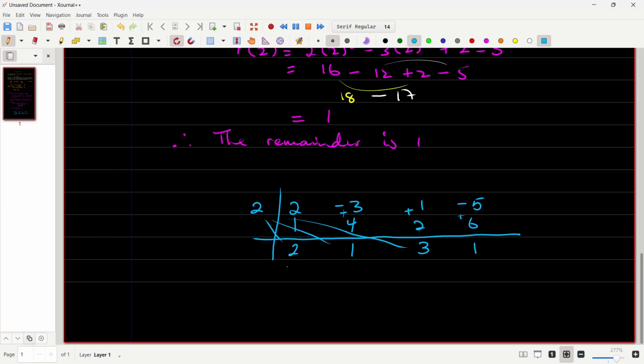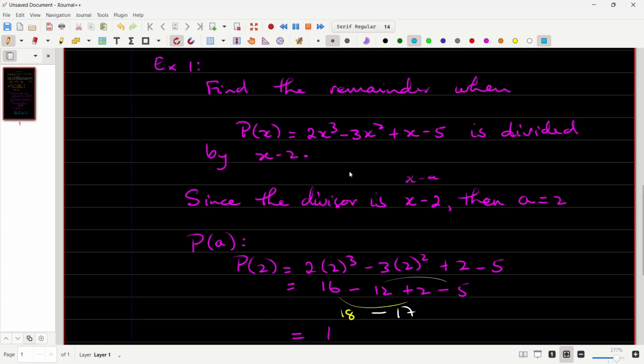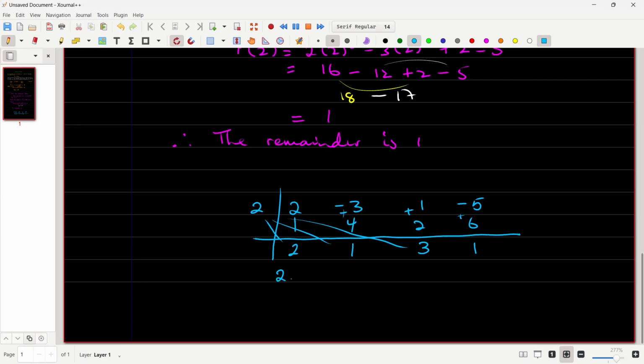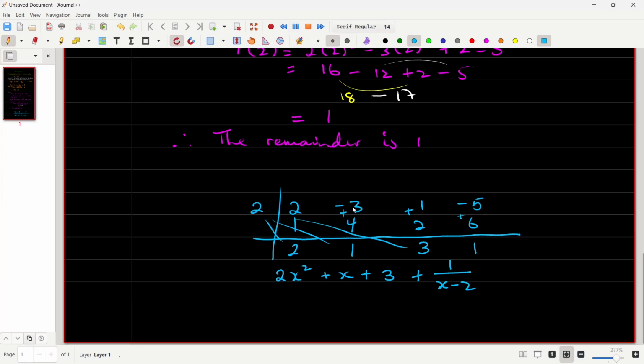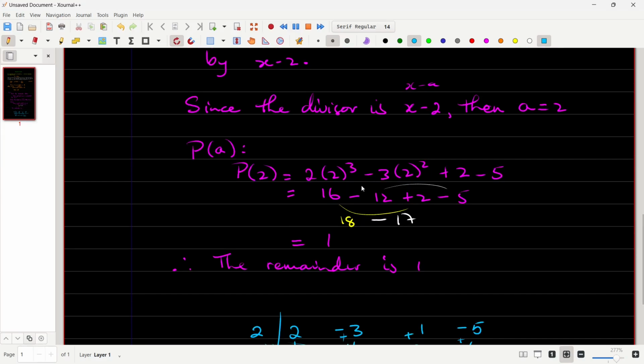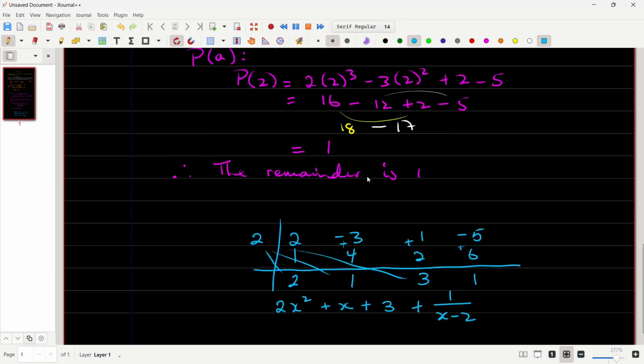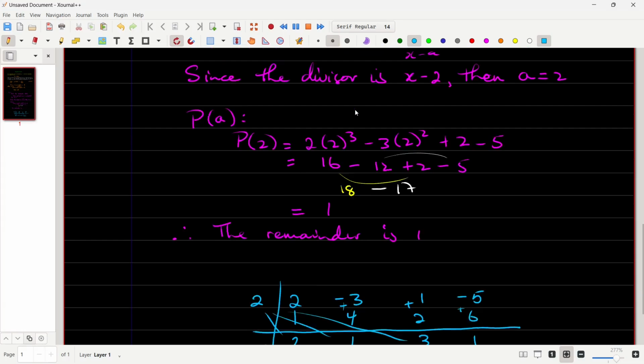Now remember, the result is going to be as follows. Since this is a third power, we're going to have 2x to the second power plus x plus 3, and then a remainder of 1 over x minus 2. All right? So that is the answer that you would get when you do the division. So you can get the remainder with the remainder theorem, and for situations where you can't use synthetic division, this will come in very useful. But in most cases, you would be able to use the remainder theorem to get your remainder.